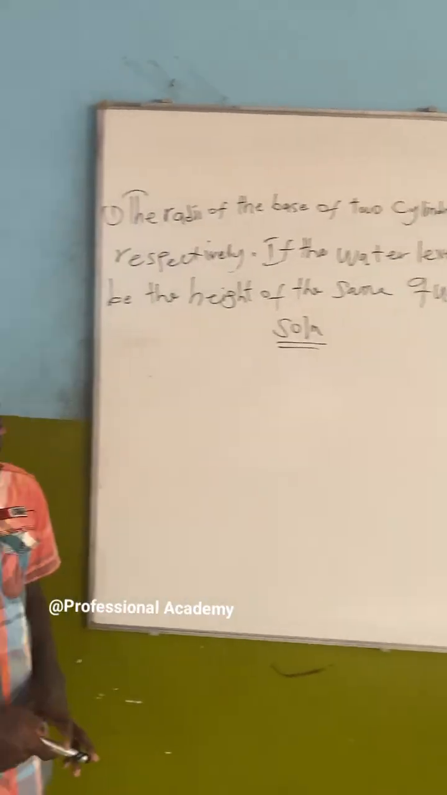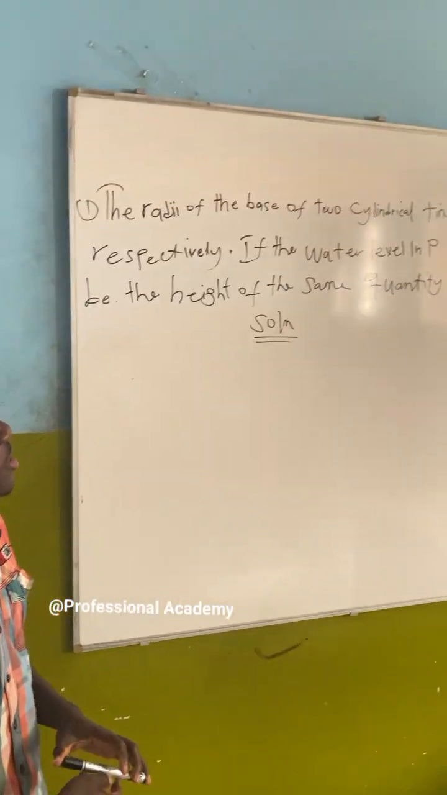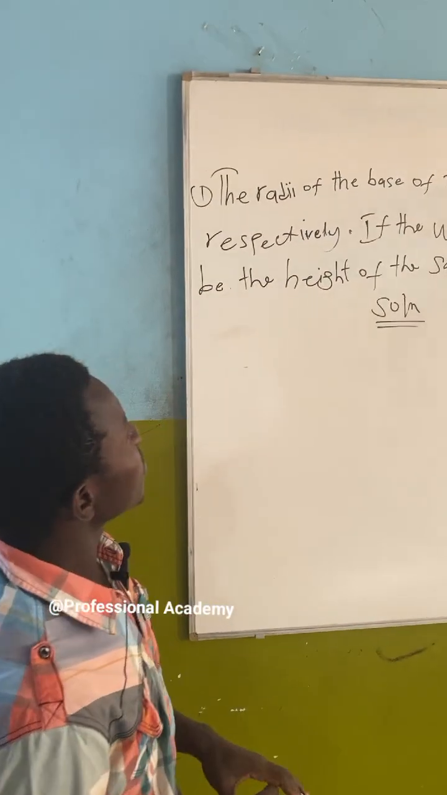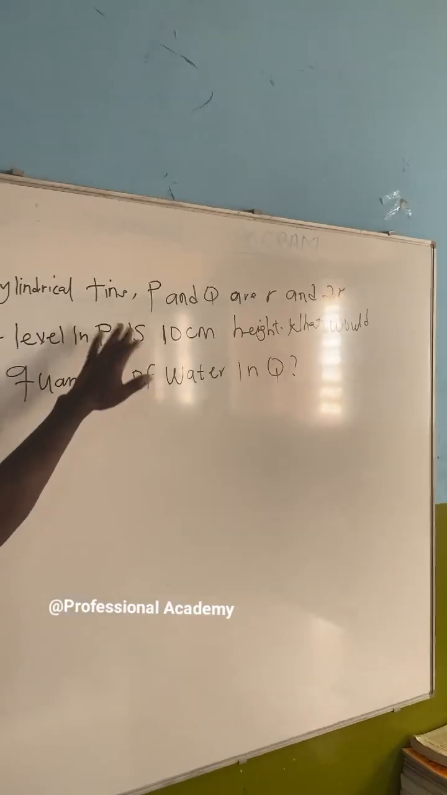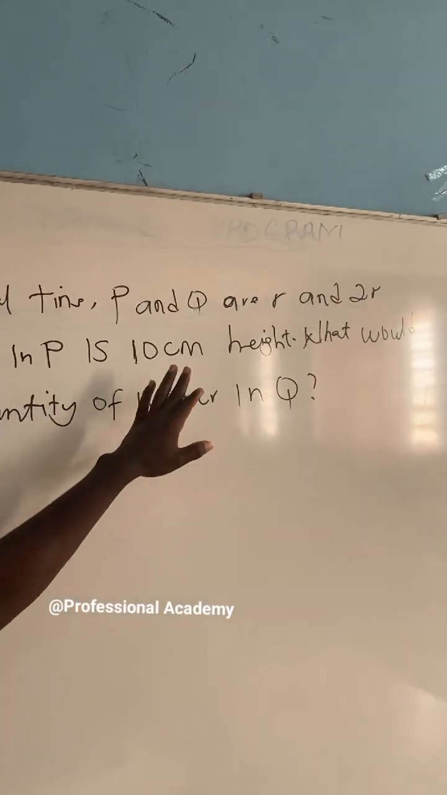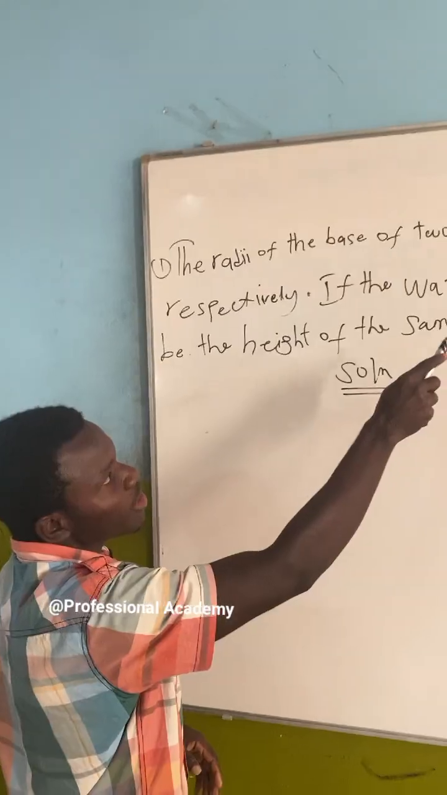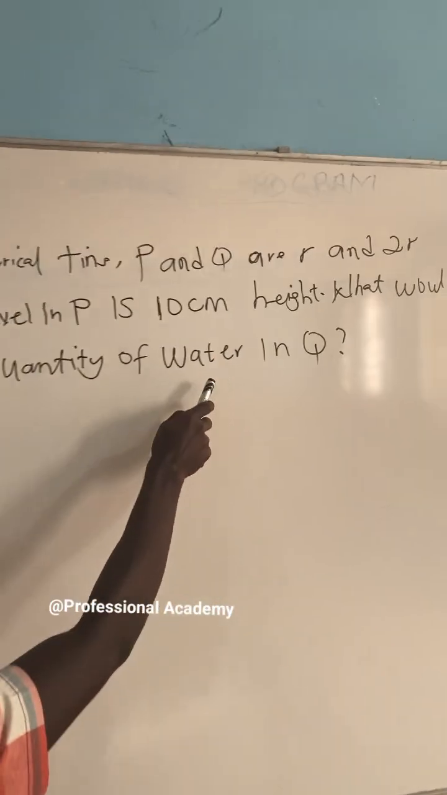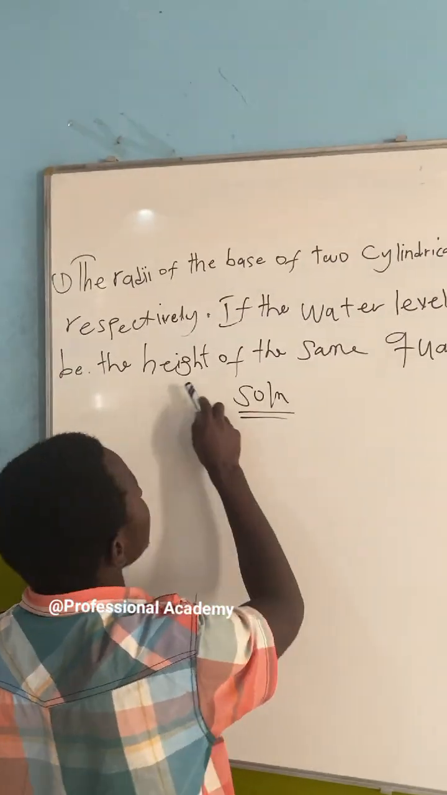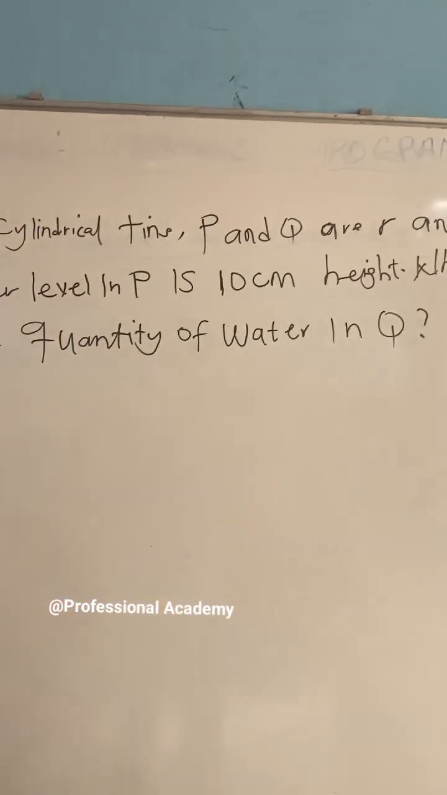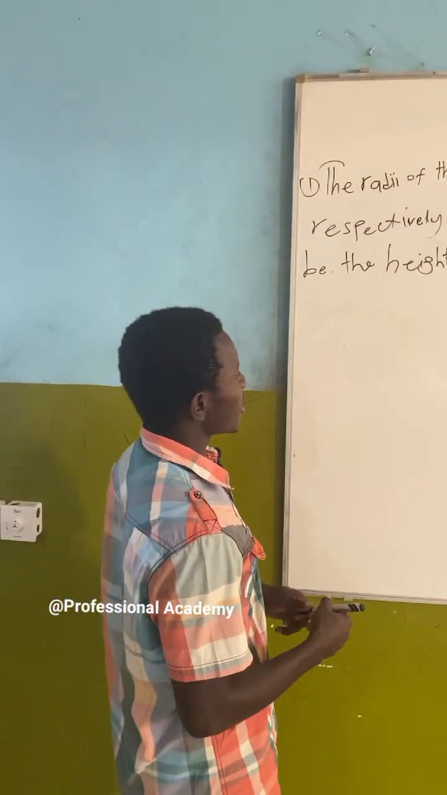Last class, we were talking about mensuration, specifically cylinders. So today we have a question which says: the radii of the base of two cylindrical tins P and Q are r and 2r respectively. If the water level in P is 10 centimeters high, what will be the height of the same quantity of water in Q? In order to answer this question, let's draw a diagram and see.